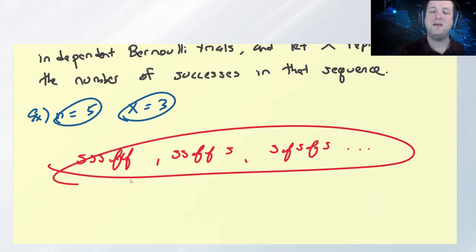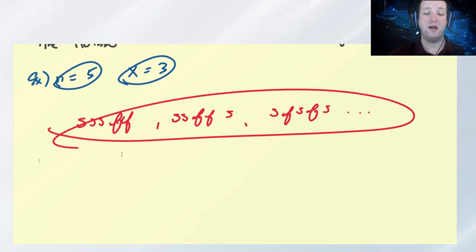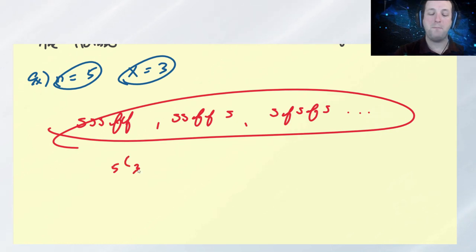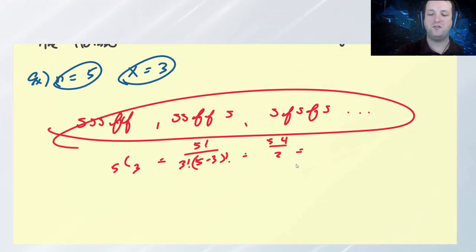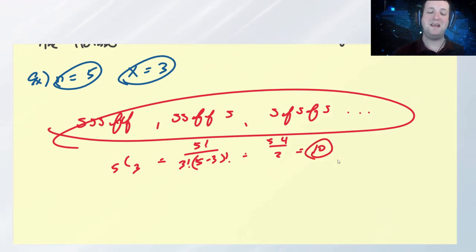So how many of these are there? So we should know that the order does not matter, therefore we should be able to use a combination to count how many there are. So there's going to be 5 choose 3 different number of ways you can have this type of structure, right? So of course that's going to be equal to 5 factorial over 3 factorial times (5 minus 3) factorial, which is just going to be 5 times 4, all divided by 2, which is going to be 5 times 2, which is 10. So there's going to be 10 individual elements of this particular structure.